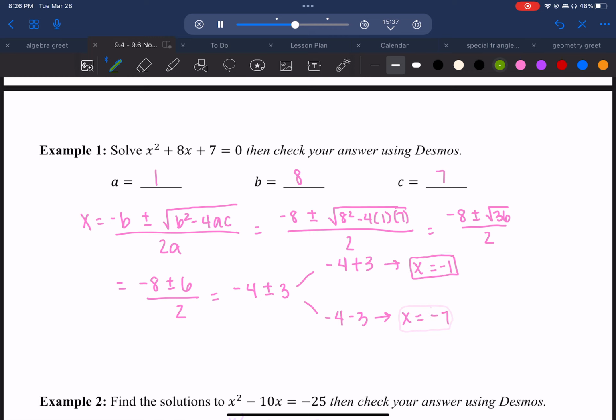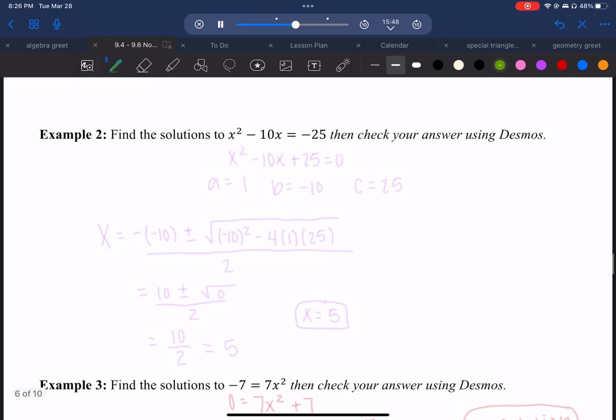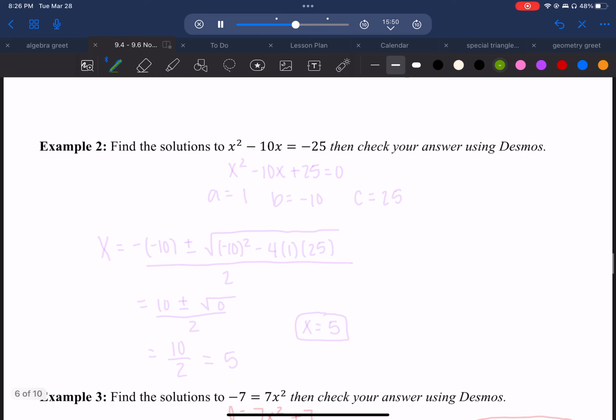Go ahead and take a moment and plug the equation in to check our work. Check our answer. Okay, well, I'm glad you checked our work, and let's go on to example 2.